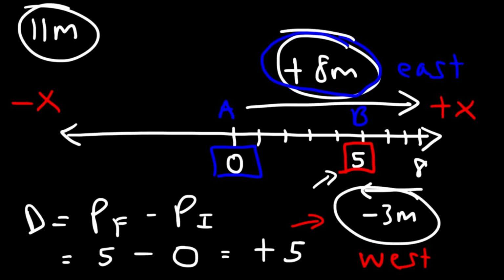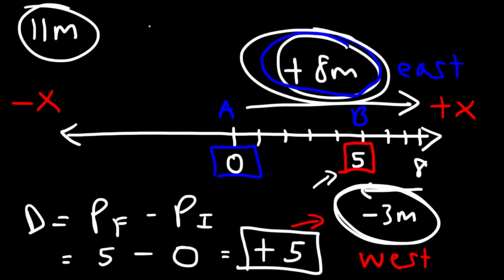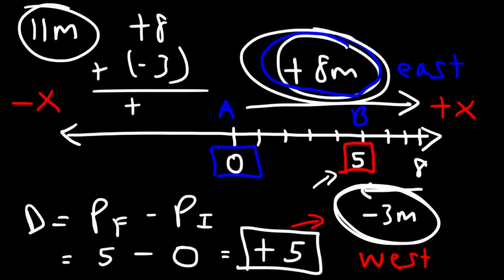And so if you add up the displacement for the first part of the trip plus the displacement of the second part, you get the net displacement of positive 5. Positive 8 plus negative 3 will give you positive 5.